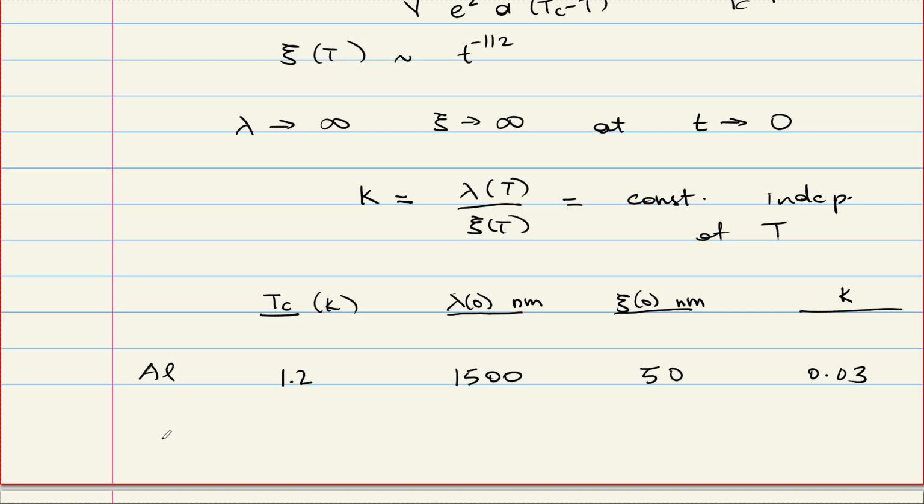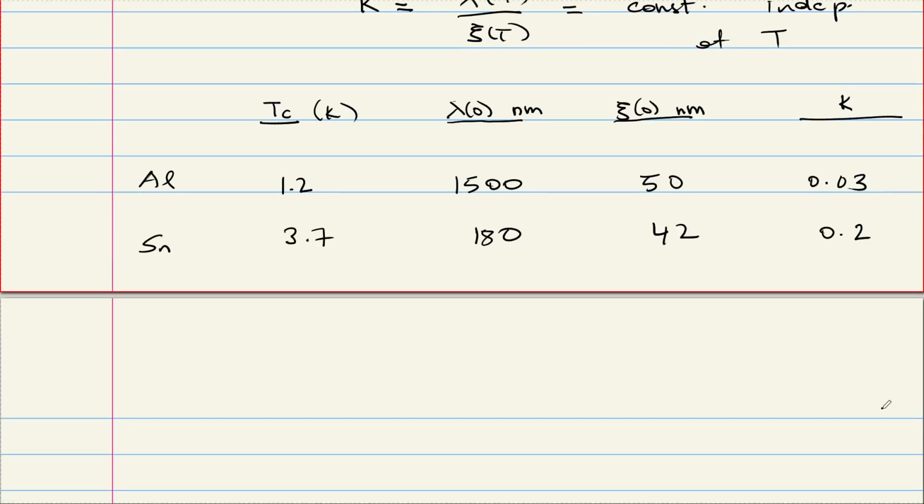Another one is tin. This is also low temperature, 3.7 Kelvin. This is about 180, this is 42, and this is 0.2. This is still less than 1. Lead is also a very well understood superconductor. Critical temperature is about 7 Kelvin. This is 90, this is 40, and this is 0.5.